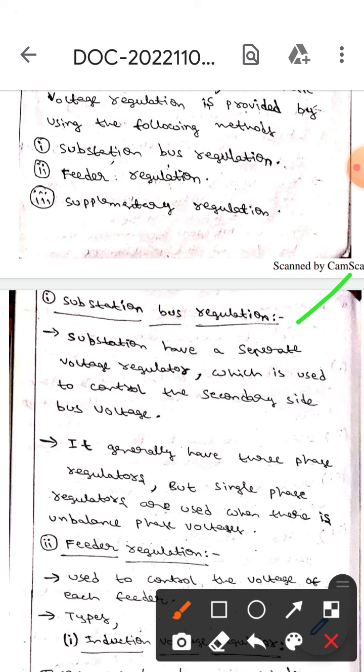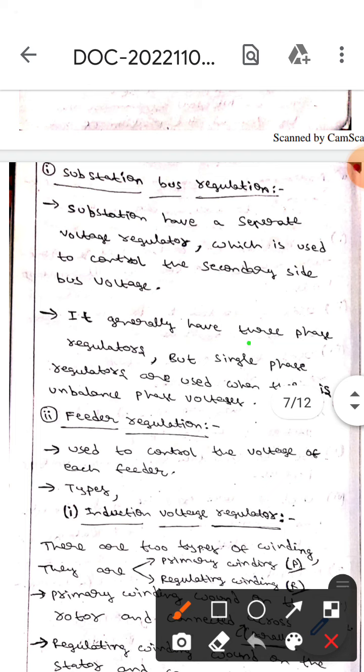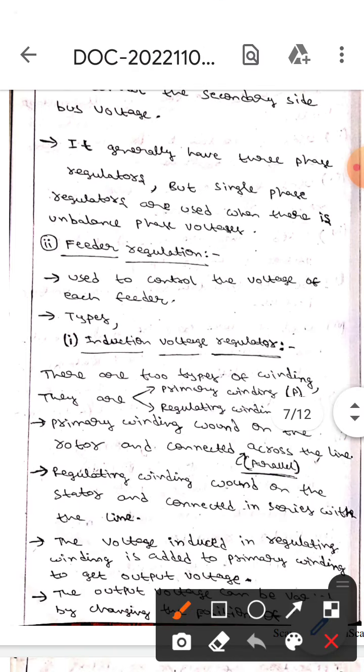Here the substation has a separate voltage regulator which is used to control the secondary side bus voltage. In general, it will have three phase regulators, whereas single phase regulators are also used when there are unbalanced phase voltages. The next one is feeder regulation. Here it is used to control the voltage of each feeder.